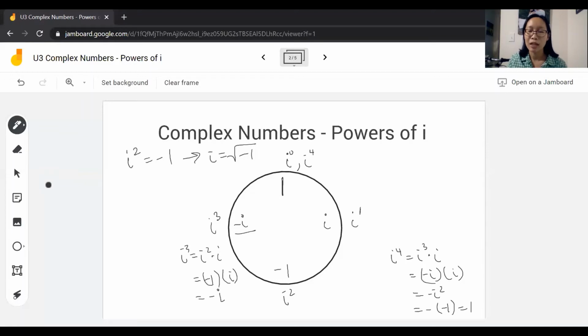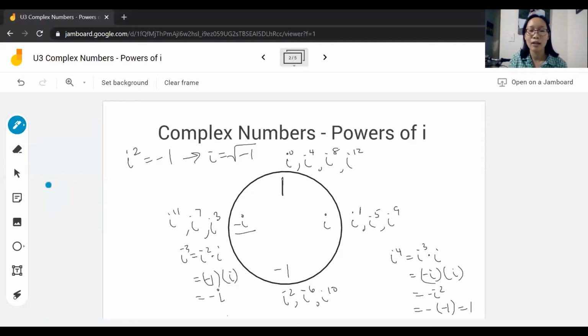Which means if I keep multiplying by i, I'm just going to go around the circle like a clock. So i to the fifth is going to be like i to the 1, i to the sixth is going to be like i squared, i to the seventh, i to the eighth, i to the ninth, i to the 10th, i to the 11th, i to the 12th. You get the idea. I'm starting to notice a pattern here.